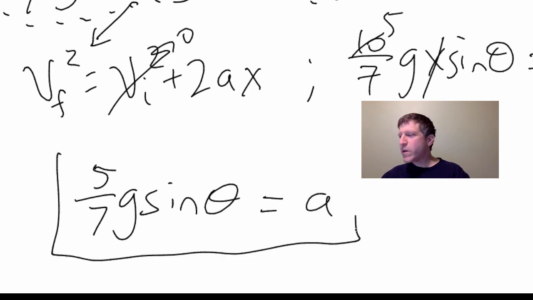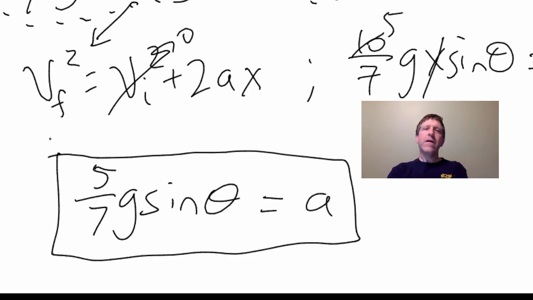Notice what is conspicuously missing from this. The mass doesn't matter. The radius doesn't matter. All spheres will accelerate down a ramp without slipping at a equals 5/7 g sine theta. Pretty cool.